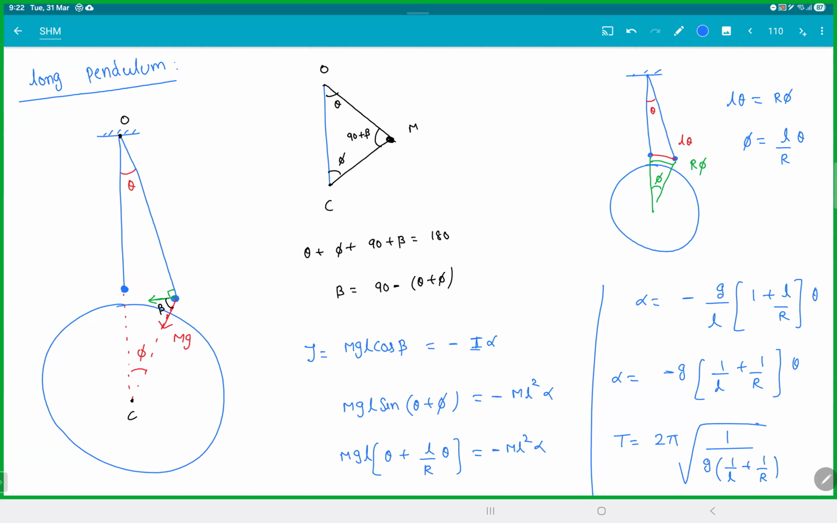So remember, when you take the torque, you need the mg component perpendicular to the string, isn't it? So we need that mg cos beta. But how do you get beta? From the triangle, we can get beta in terms of theta and phi. So if you displace by theta, alpha should be proportional to theta. This is alpha and this is theta. But you got alpha in terms of theta plus phi. So somehow I need to eliminate phi and get theta there. That will come from this arc length concept.